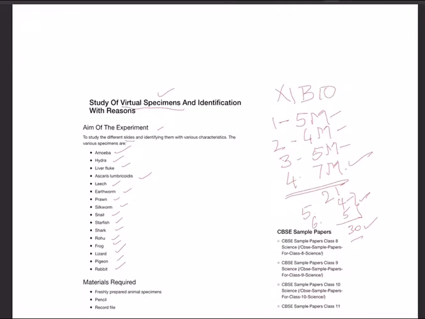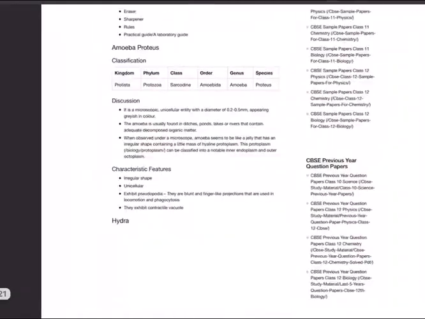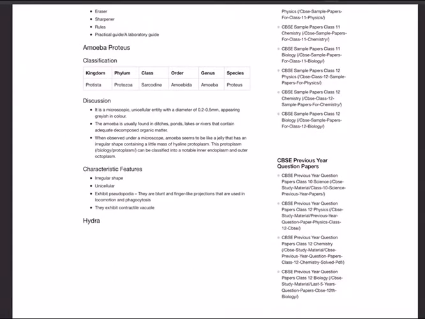What are the materials required for this? We have the specimens in our biology lab, and sometimes we require even the slides. If it is the transfer sections, it will be slides. For every specimen, you first need to identify the specimen. The moment we keep the specimen in front of you, you have to identify that the given specimen is amoeba proteus. Or if it is a slide, like in amoeba's case, just see under the microscope that it is focused and identify amoeba proteus first.